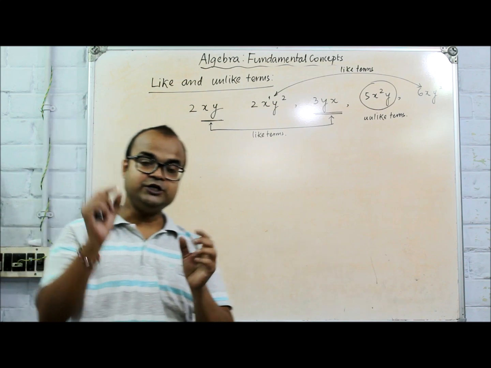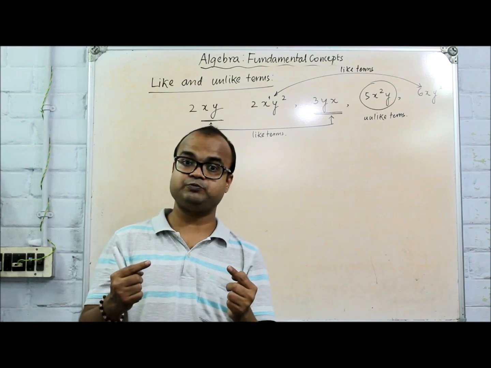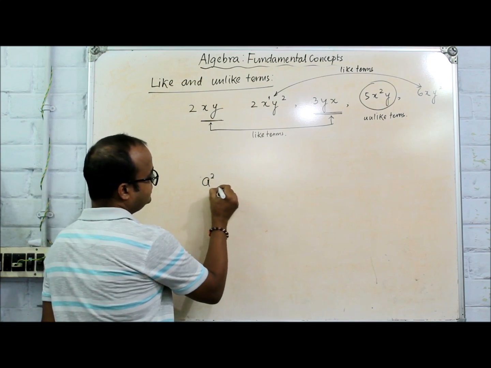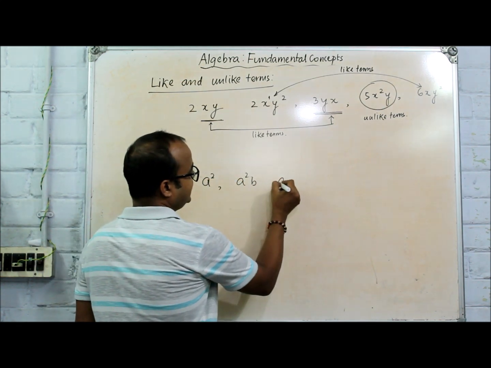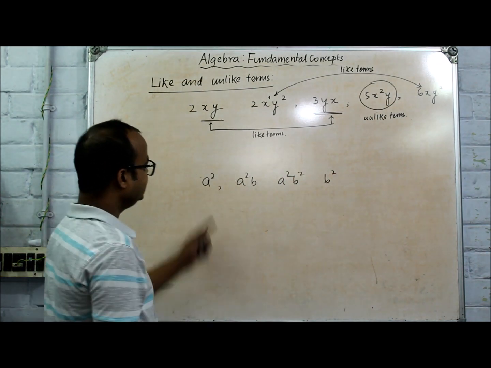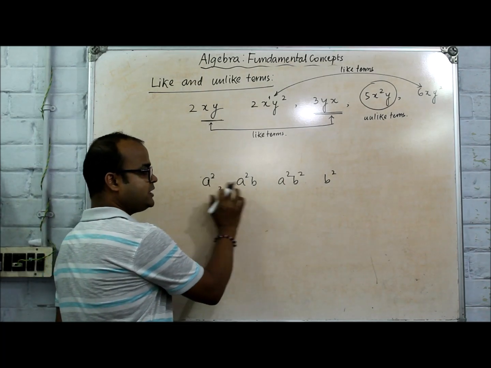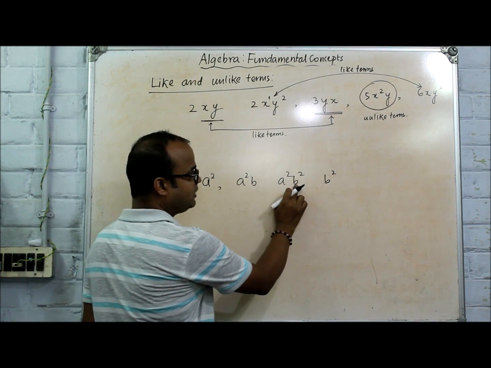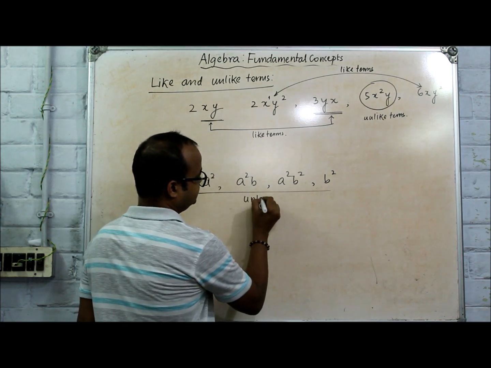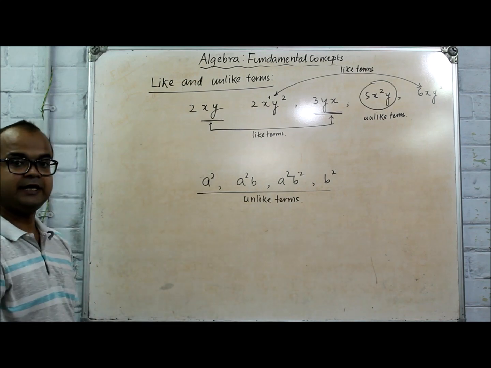Clear? That means you need to look at the variables. If the variables are the same with the same corresponding degree, suppose I'll take another example, a square b, a square b square, b square. See, a square, here a square is there, but here b is not associated, b power 1, b power 2, here b square only. So all these are unlike terms.